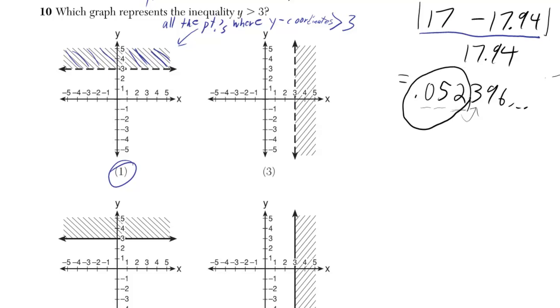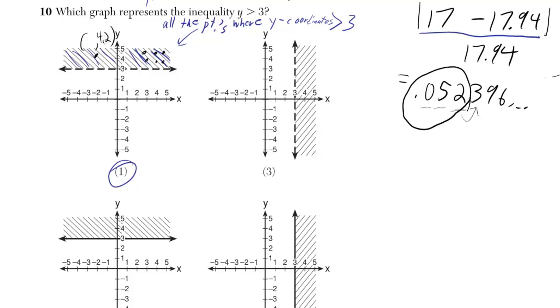All right, this one is really easy as long as you know that y is greater than 3 really means all the points where y coordinates are greater than 3. And it's this section up here. All those, if you pick a single point, are always going to have a y coordinate that's greater than 3. In fact, the one I picked looks like it's maybe got like 4.2 as its y coordinate. But it's greater than 3.